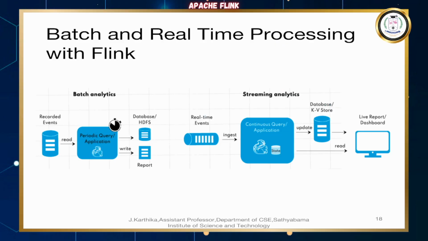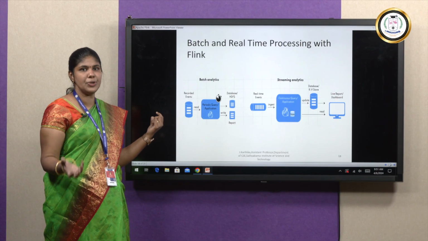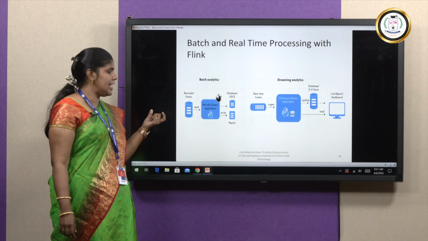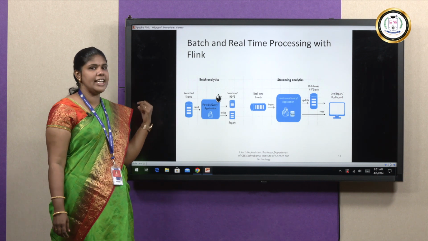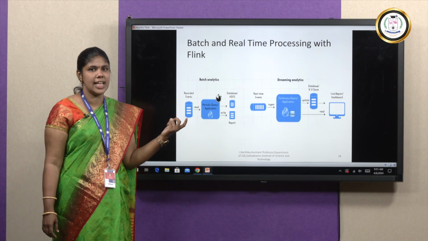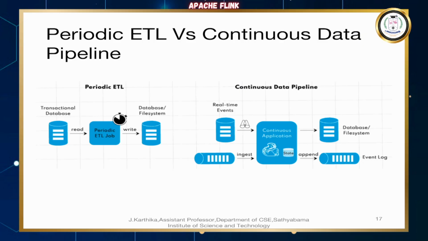Next we have a comparison between batch and real-time processing. In batch processing, all the jobs are executed at once. We read the event and process it with the periodical query application, and then we store it in a storage device like HDFS, the Hadoop Distributed File System, and the report is also generated.